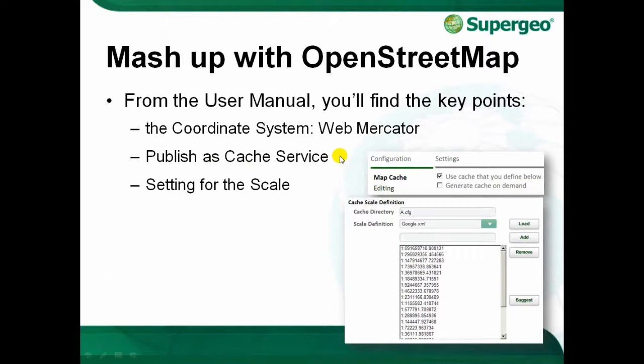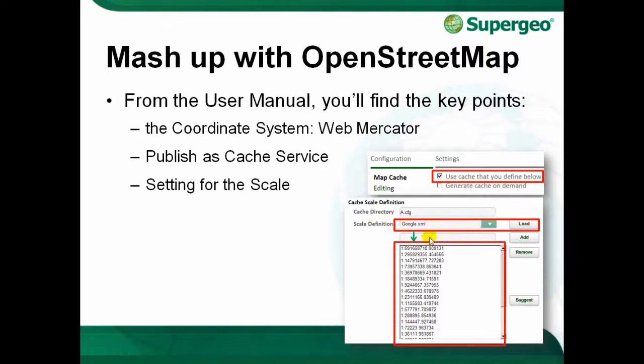The cache service, you can imagine that the JS data will be printed out as very tiny pictures and combined together. So this is the concept to create a cache service. And the third one is you need to pay attention to the scale, because the OpenStreetMap, when you zoom in and zoom out, it has the label for the scale, like this one. Okay, this is how you need to use the cache service while you publish.